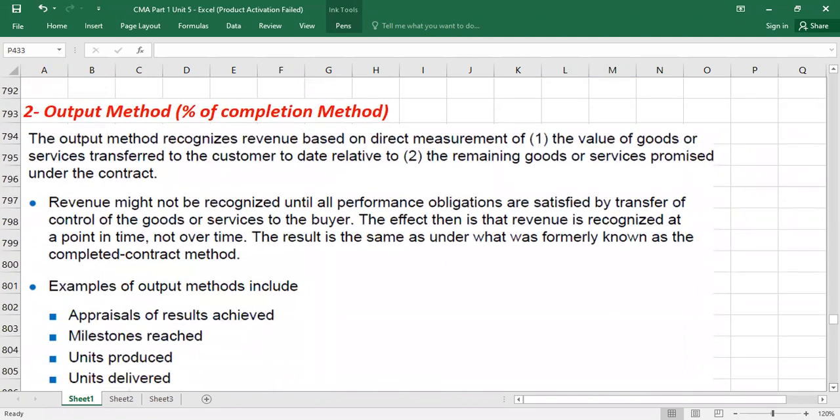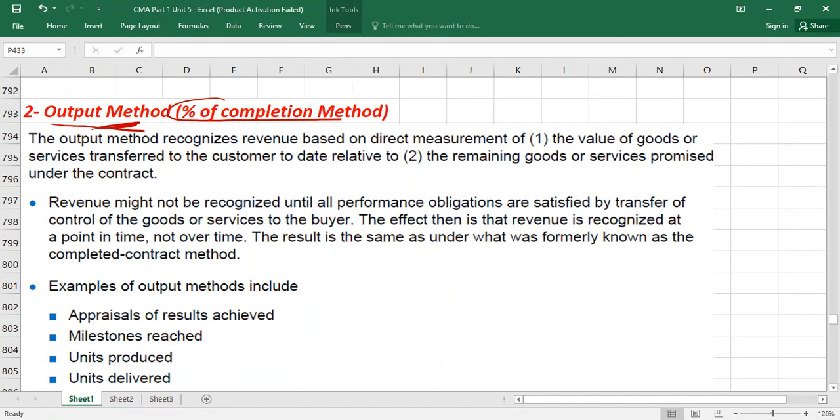Now, guys, we are going to talk about what? Output method. Under output method, actually, again, we are going to calculate what? Percentage of completion. Here, just your way of thinking is different. Previously, we were calculating percentage of completion based on what? Inputs. Now we are going to calculate percentage of completion based on output.